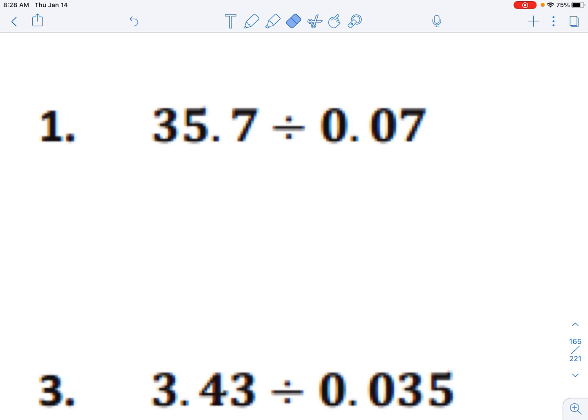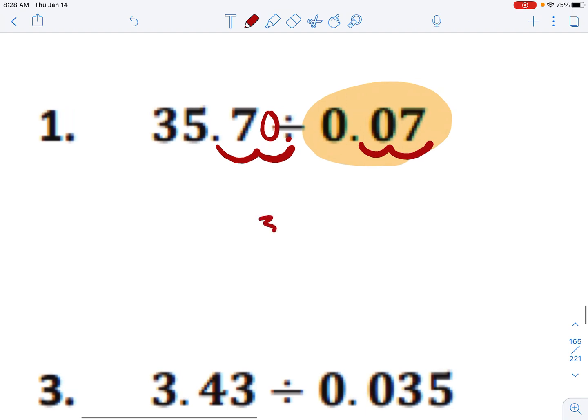I have 35 and 7/10 divided by 7/100. Okay? 35 and 7/10 divided by 7/100. The first thing I need to do is make the divisor a whole number, so I'm going to move the decimal 2 times. And I need to do the same thing to the dividend, move it twice, but it only has one number after the decimal. When this happens, I need to add a 0 and then bring my decimal after the 0. Okay, so my new problem turns into 3,570 divided by 7. And then I can go through my division.